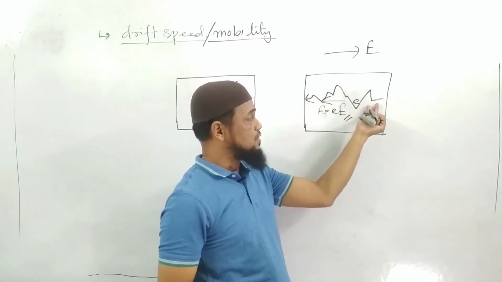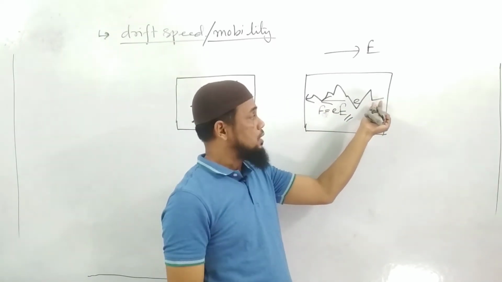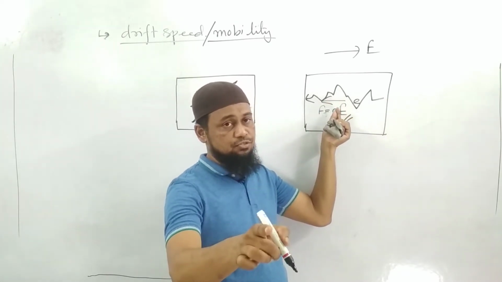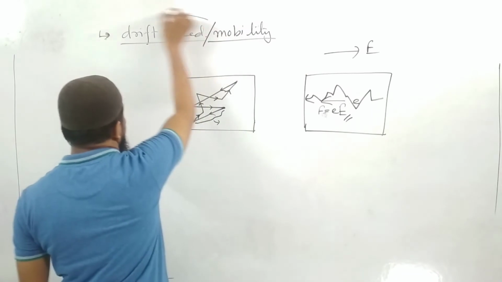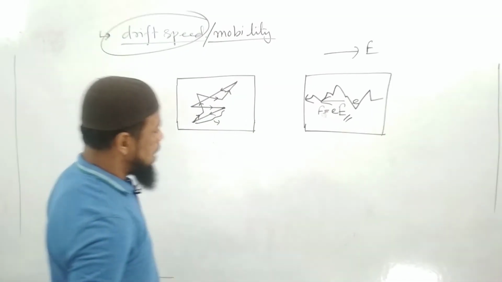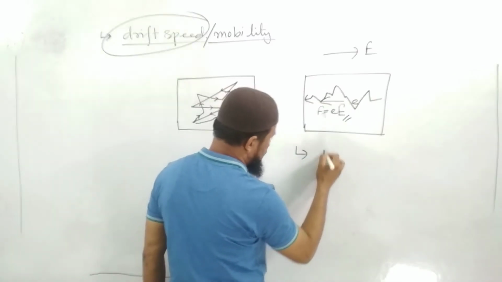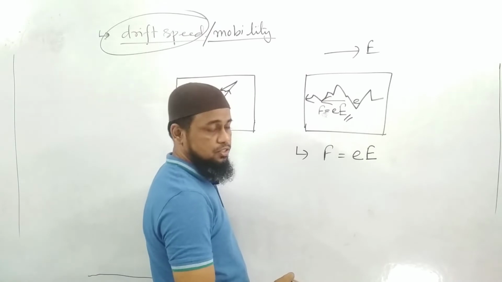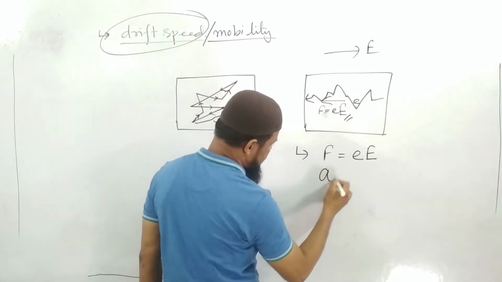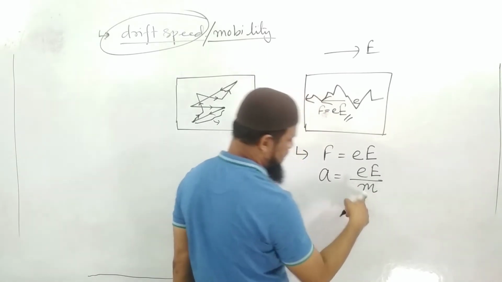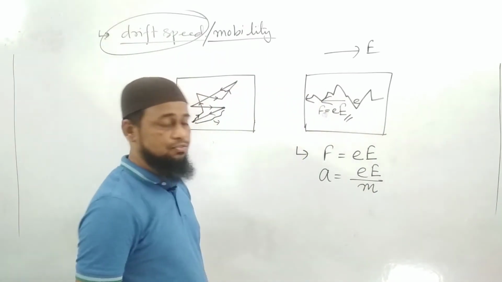So the average velocity with which the electrons will start moving in a direction opposite to the applied electric field, that velocity will be called what? Drift velocity. Okay, so how much is the force on the electron? Force on the electron is the charge on the electron multiplied by the electric field. So what is the acceleration? Acceleration will become force divided by the mass of the electron, m e.